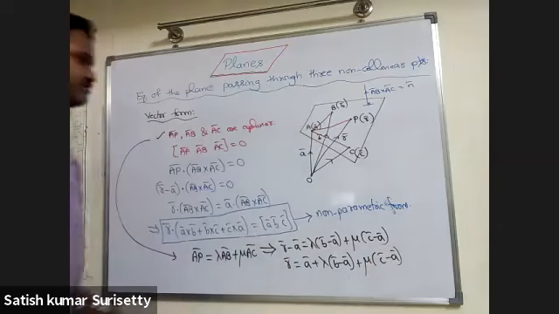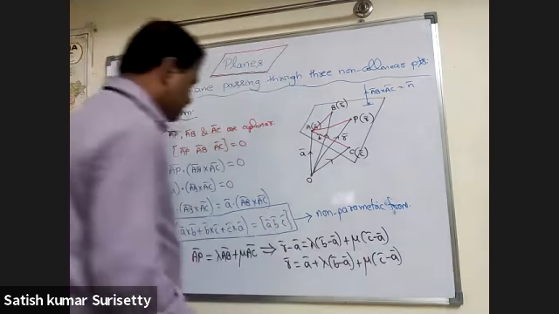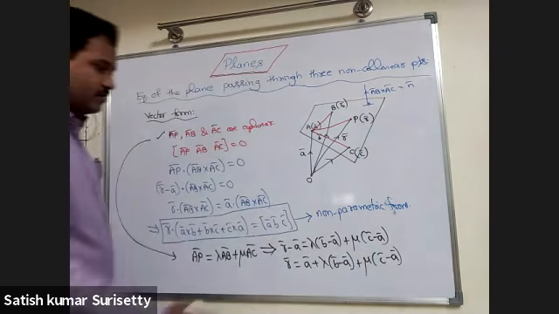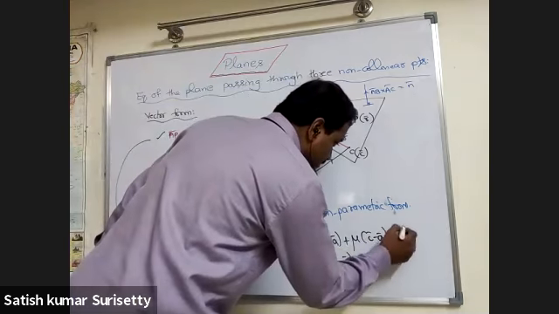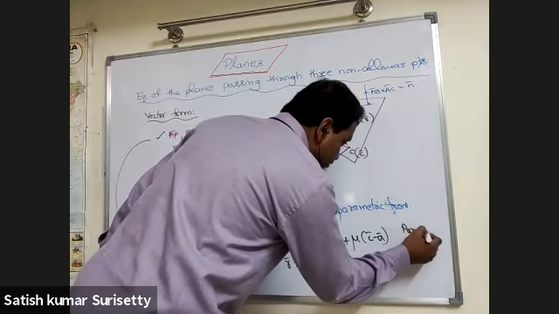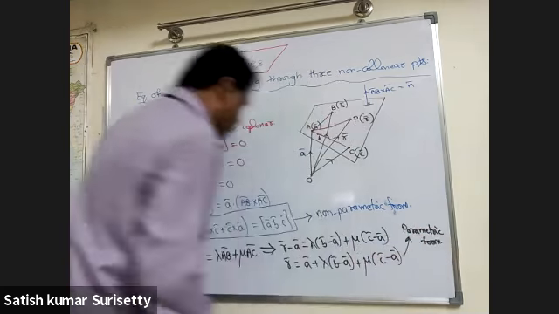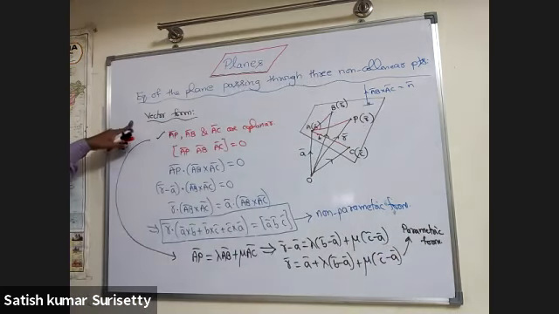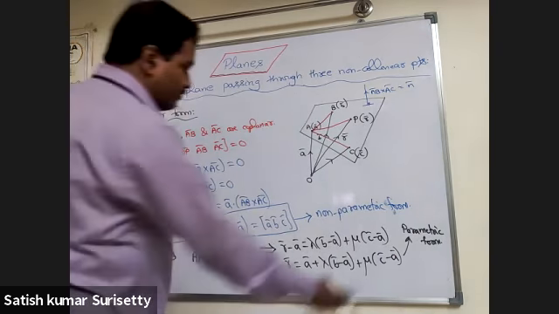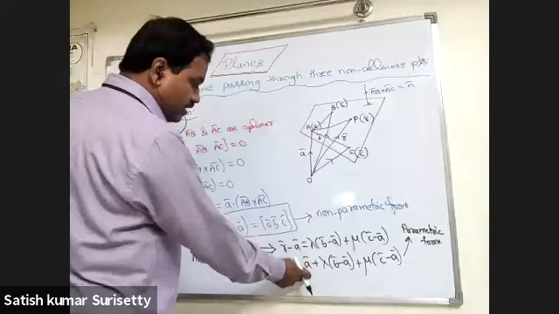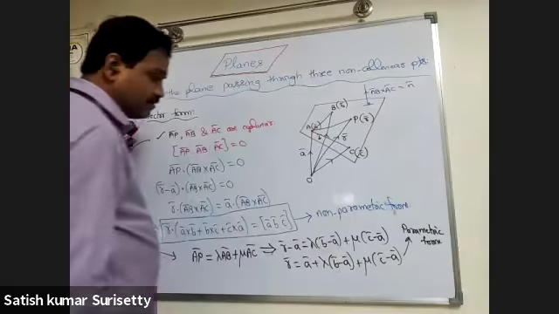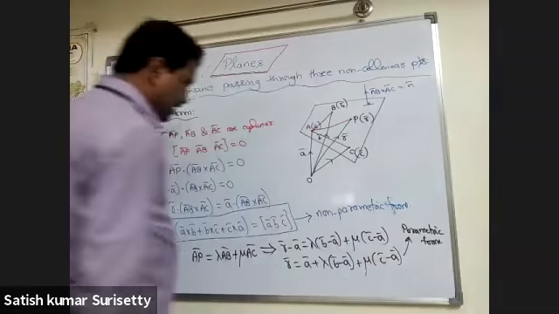minus A bar). Now, lambda and mu are scalars, that's why it is called the parametric form, because they are parameters. So the vector equation of the plane passing through three non-collinear points in parametric form is R bar equals A bar plus lambda into (B bar minus A bar) plus mu into (C bar minus A bar).